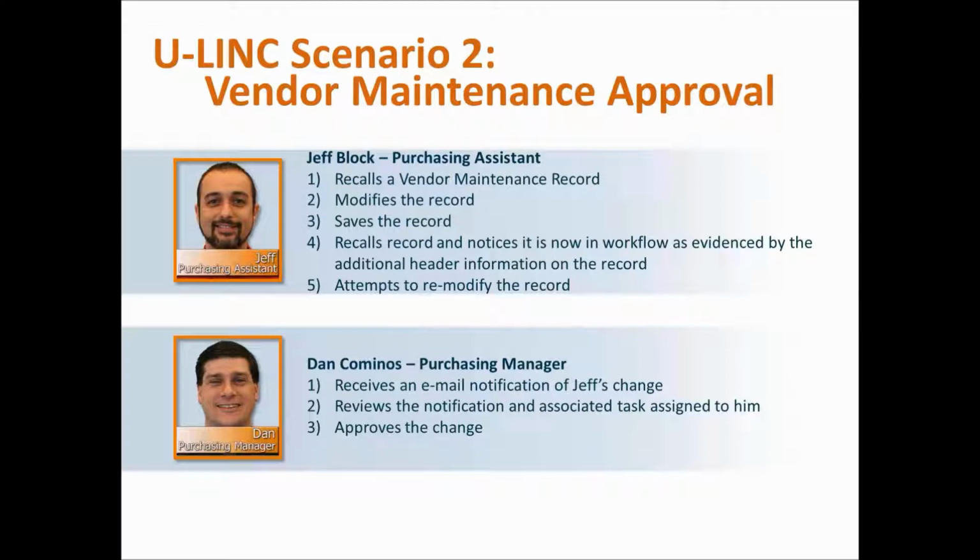Now, the U-Linc scenario 2 is about a vendor maintenance approval. A couple of key people here are Jeff and Dan. Jeff is the purchasing assistant, and he wants to recall a vendor maintenance record, and he modifies the record, he saves the record. And when he does this, it's automatically going to kick it into workflow, and there's going to be evidence in the header that we're going to see.